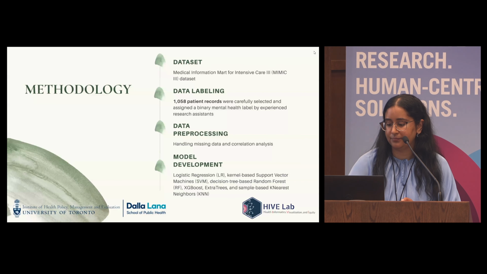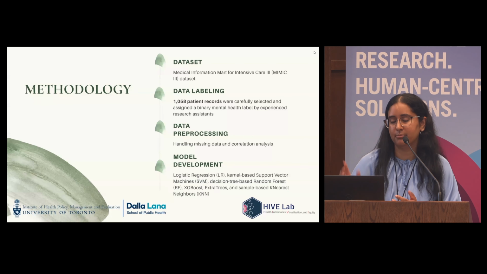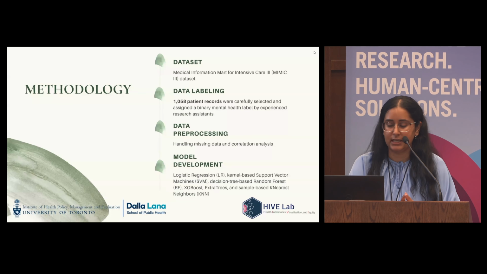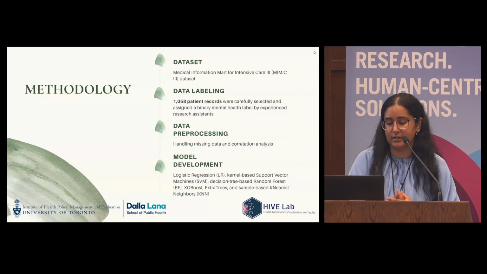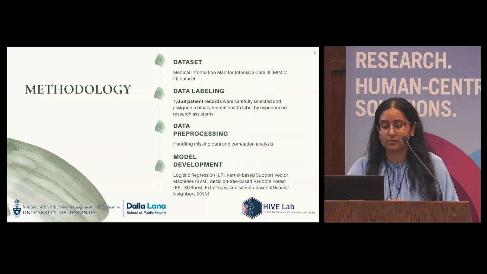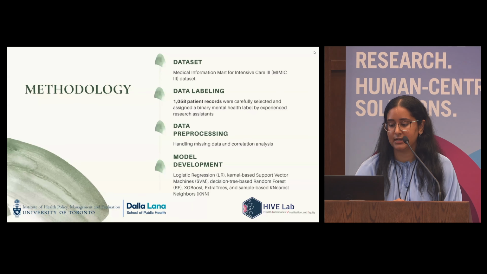When it came to data processing, there might have been some missing data, or we wanted to manage any form of bias that might have happened. So we standardized the numerical features by converting them into Z-scores, and we did that to account for any missing data that there could have been. Then for model development, we used machine learning models like Logistic Regression, kernel-based support vector machines, decision tree-based random forest, XGBoost, and ExtraTrees, and then we also used K-Nearest Neighbors.